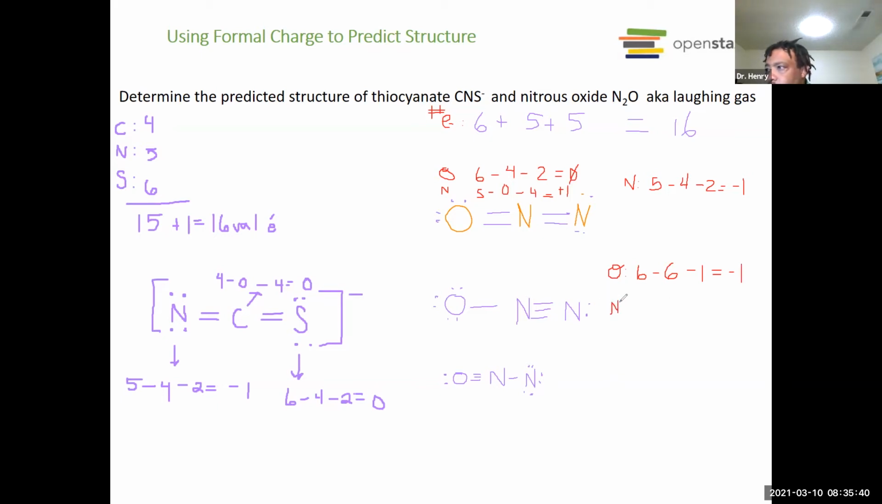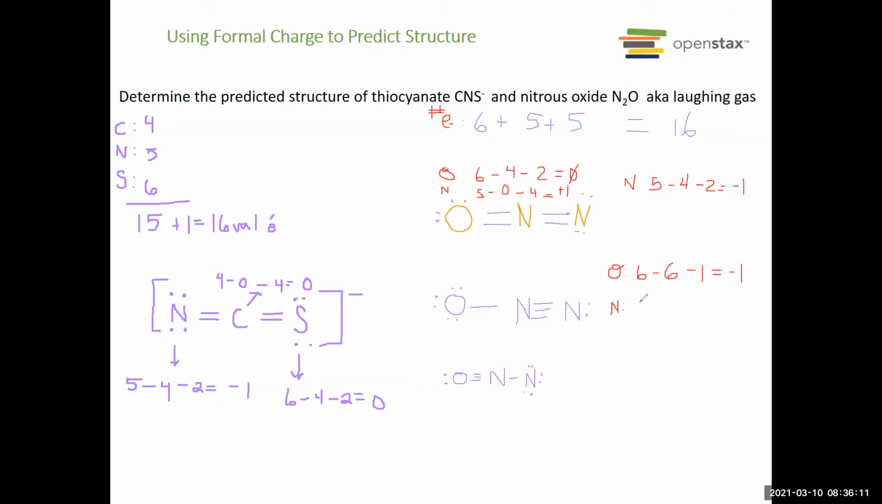The nitrogen in the center. So how many valence electrons does nitrogen have? Valence electrons are what you're going to find on the periodic table. So if you're counting in that period, count where nitrogen is at. So it'll be 1, 2, 3. Let me pull up my periodic table. 5. That's right.